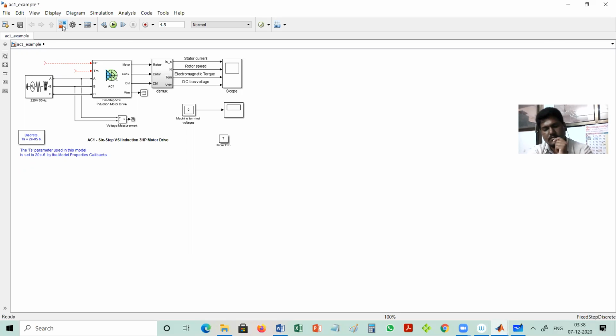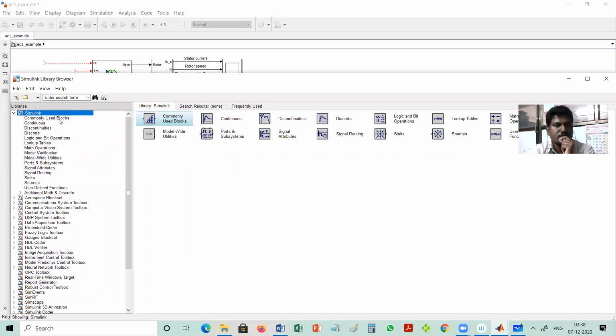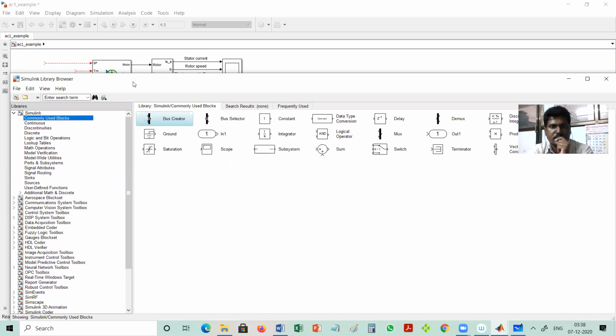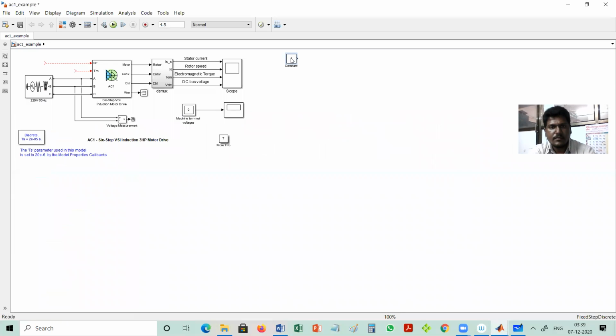Wait for a minute. Under commonly used blocks, the constant option is there. Select that and drag that onto the model we have selected. I will show you. I have selected that and am dragging it here. So now you can connect here.